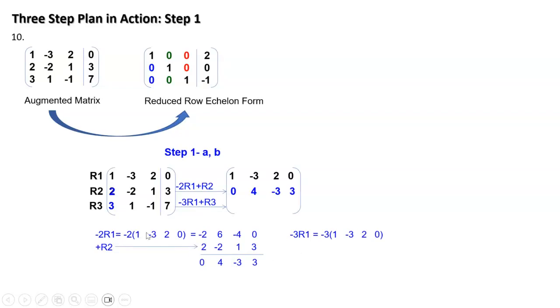Now we'll do the same thing for the second part. So -3 row 1 will give us -3, +9. -3 times 2 will give us -6. -3 times 0 will give us a 0. And then we're going to add it to row 3. So row 3, guys, all we do is bring it over. We add them, and here's my solution. We got 0, 10, -7, and 7. That's my new row 3.